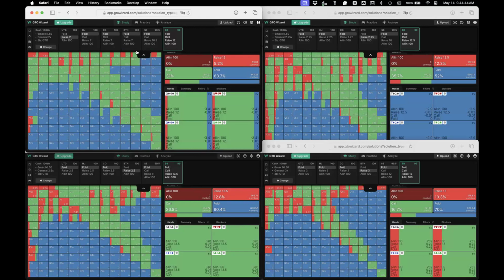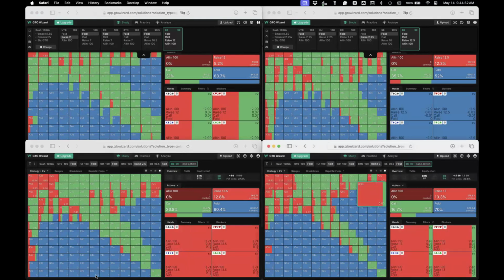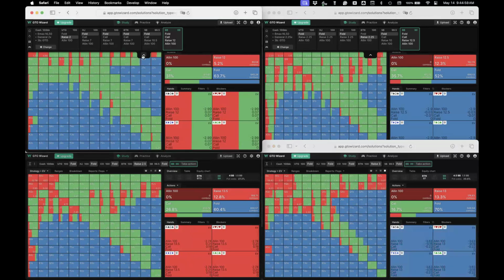Can you lift the action bar up, to get rid of the action bars on those? Because I want to see the aces range. And on the 3 or the 2 big blind raise as well. There we go. Let's get those up.